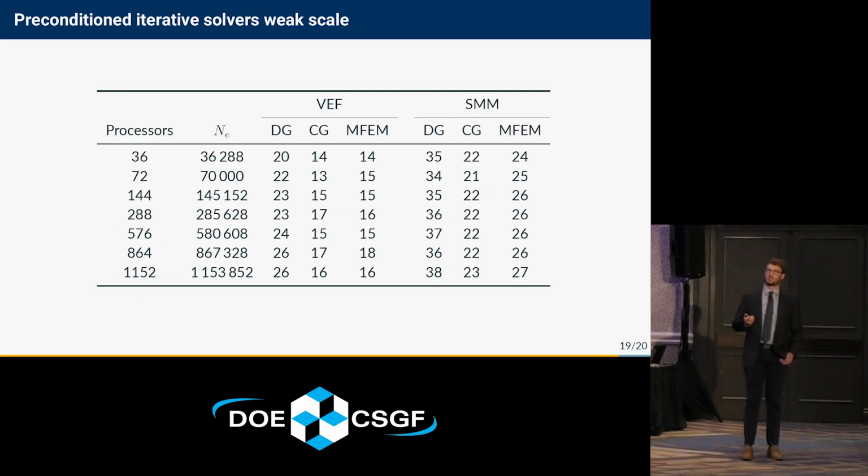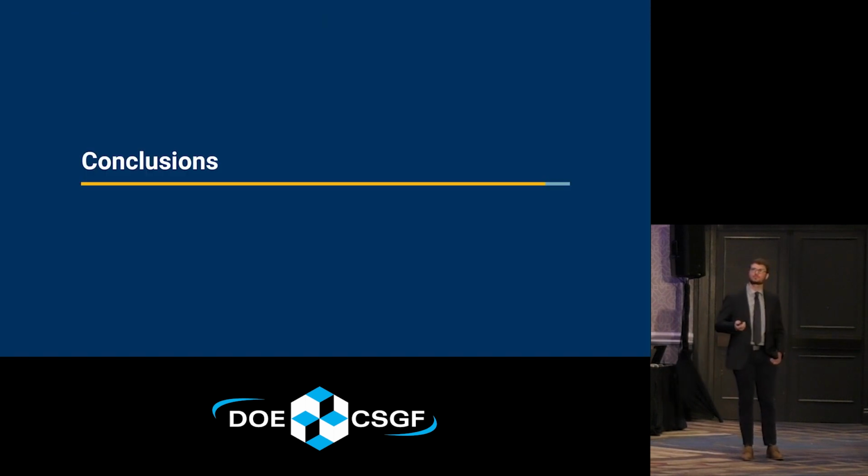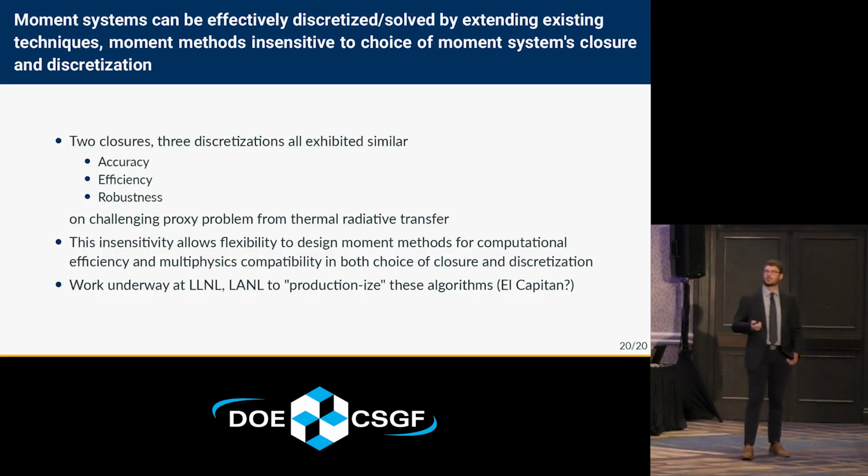Finally, I repeated that in parallel. This test is a 32 times increase in the number of unknowns, out to over 1 million elements with 1,000 processors. We see that all the methods are efficiently solvable even on a much bigger problem. So, on to conclusions.